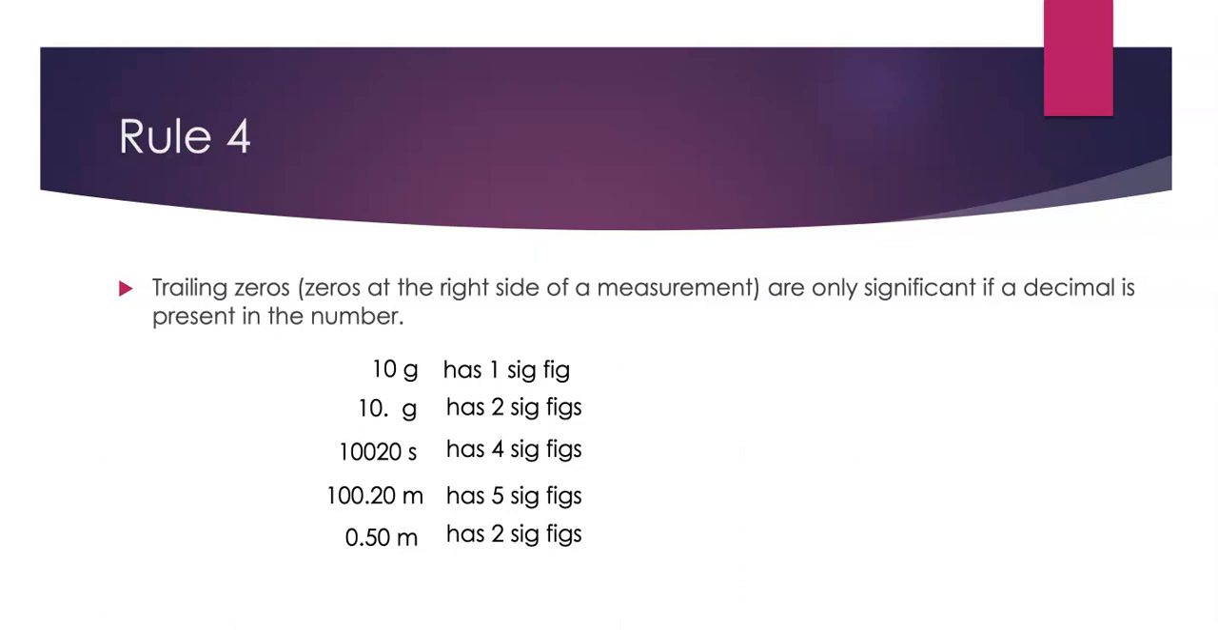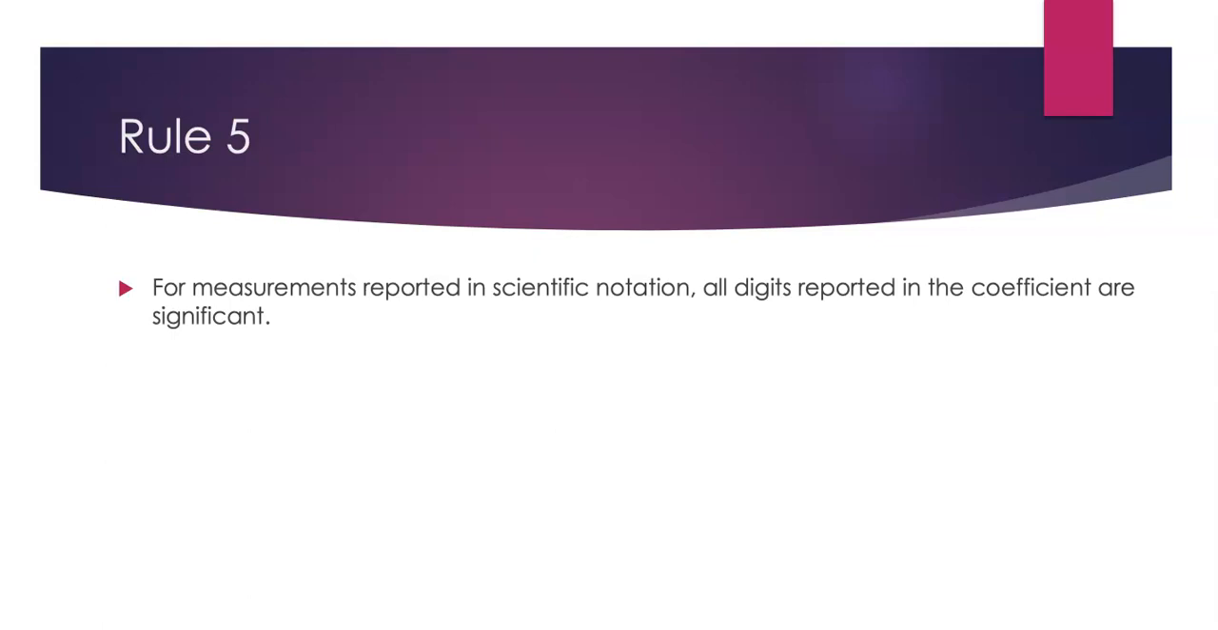Are you ready? One more rule. Rule number 5 says, for measurements that are reported using scientific notation, all the digits in the coefficient are significant. So the coefficient are those numbers before the times 10 to the whatever, and they're significant. So if it's written 1.2 times 10 to the third meters, all right, I'm not showing my trailing zeros here. I'm just saying that the 1 and the 2 before the x are both significant.